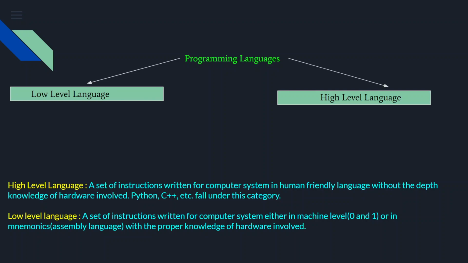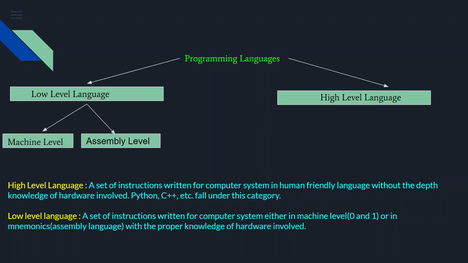The two major key points here are that the language is human friendly and depth knowledge of hardware is not necessary to write a program using high level language. On the contrary, low level language is neither human friendly nor easy to write due to necessity of hardware knowledge.